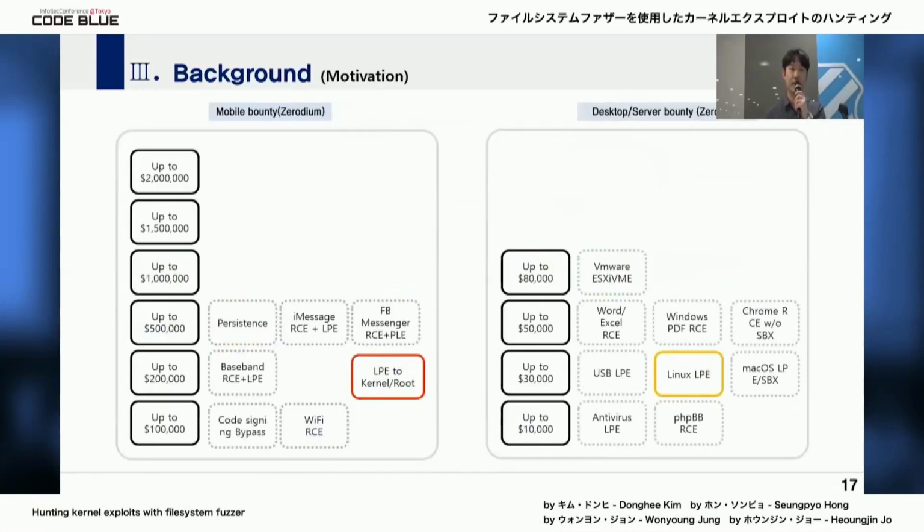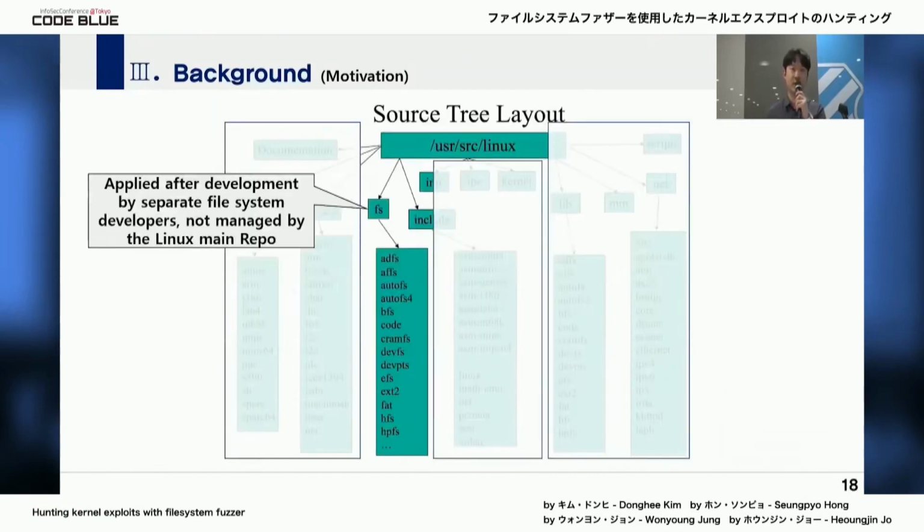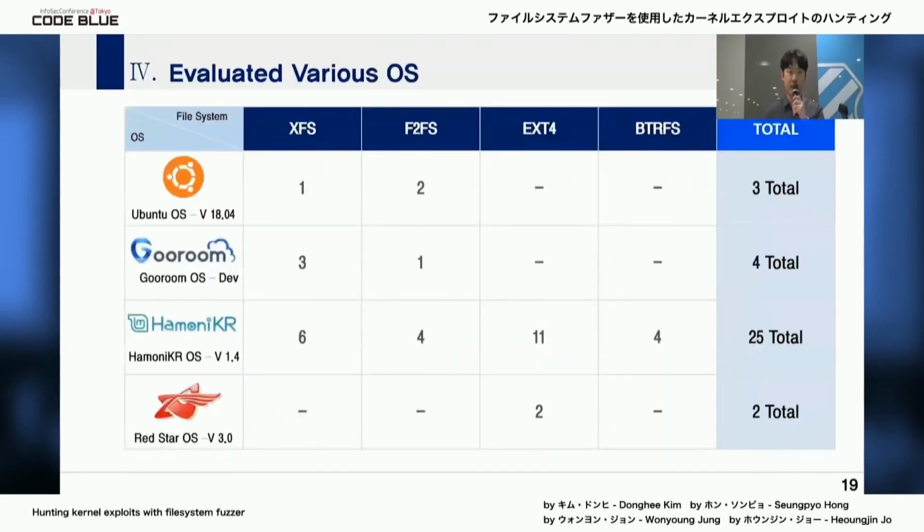According to the actual Zerodium price list, the price is set as follows, and the bugs they want should remain for a long time. File systems are managed individually, so even if a bug is patched, it is reflected in the kernel late. When applying the found CVEs, bugs occurred in various ways as follows: 3 in Ubuntu, 4 in Chrome OS, 25 in Harmonica OS, and 2 in Red Star OS.